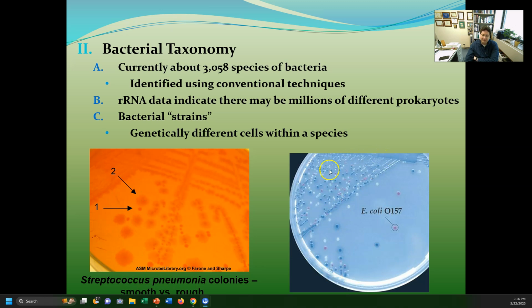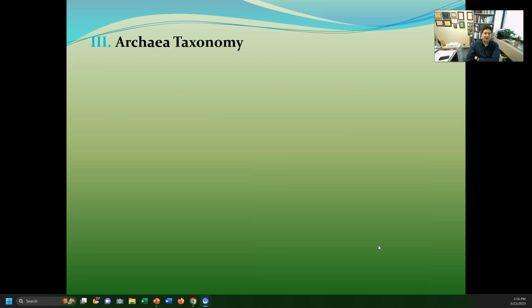And the same thing here. Every cell on here is E. coli, but you'll notice there are blue ones, white ones, and then the few rarer pink ones. This pink one is the strain O157, and then the blue and the white would be different strains. All E. coli, but slightly genetically different.